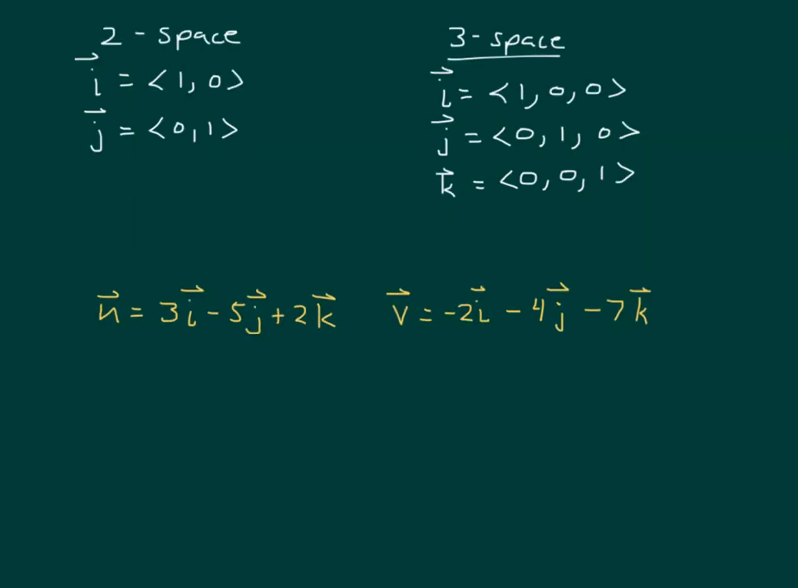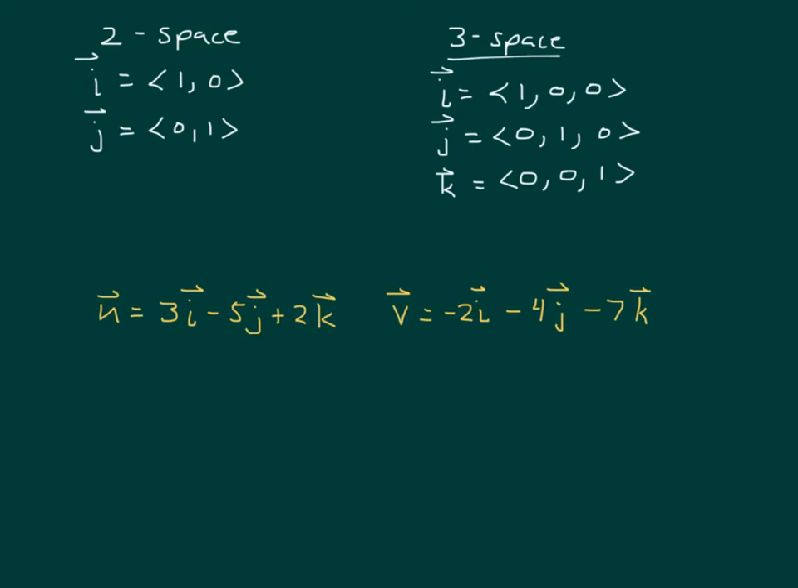One other change between 2 dimensions and 3 dimensions is the special unit vectors. We can still find a unit vector in 3 space by dividing each component by its magnitude, just exactly as we did in 2 space. But we do have these special unit vectors. In 2 space, our special unit vectors were i, the vector (1, 0), and j, the vector (0, 1). Now in 3 space, because we have 3 components, there is going to be a third unit vector. i is the vector (1, 0, 0), j is the vector (0, 1, 0), and k is the vector (0, 0, 1).